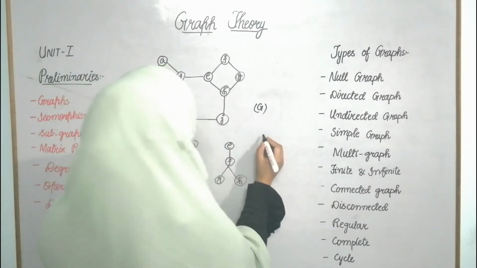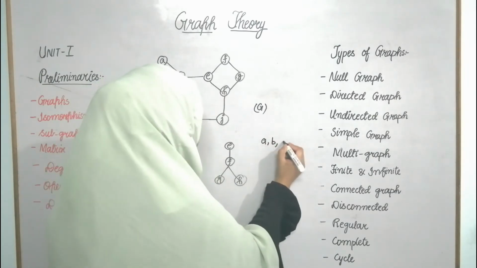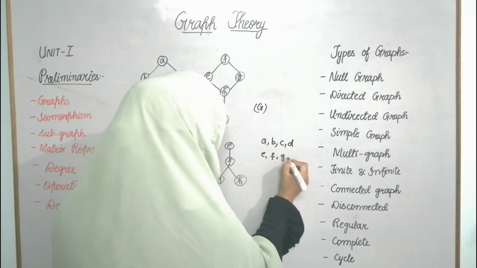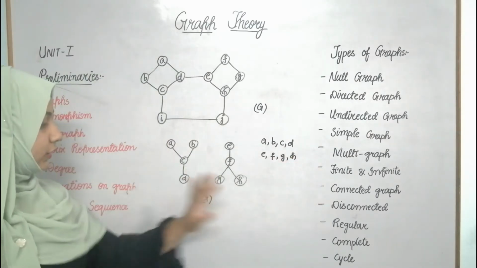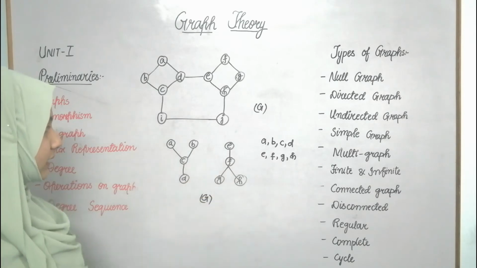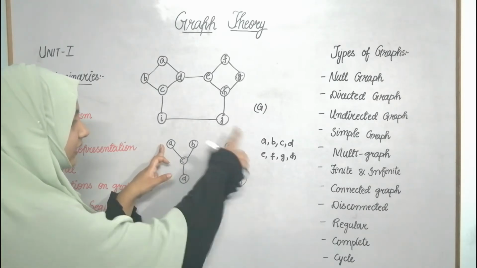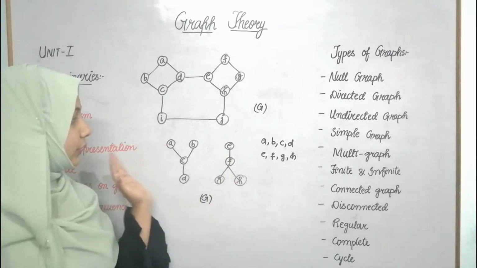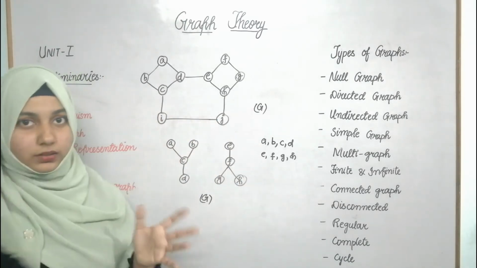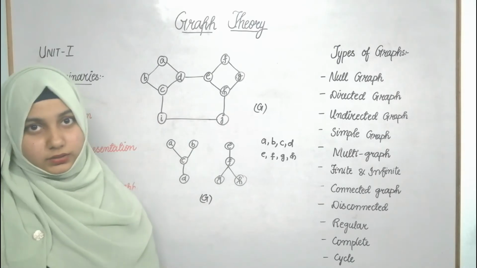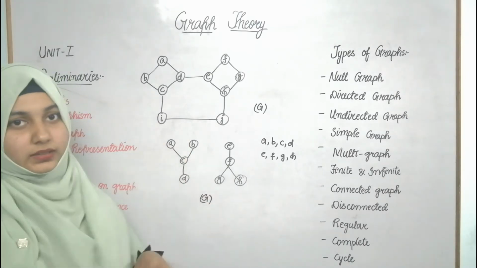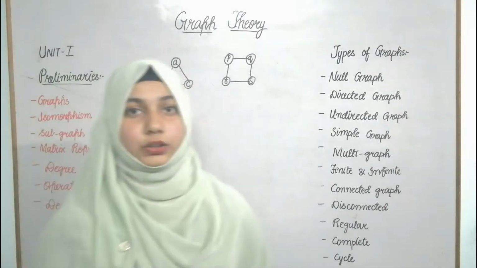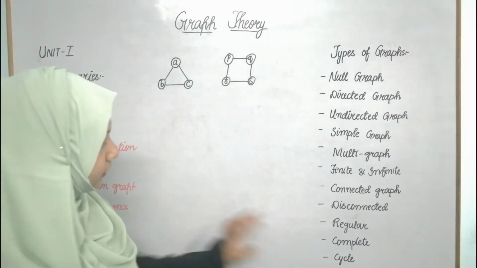One with vertices A, B, C and D, and the other with E, F, G and H. Two different components. And these are not connected. If I start from A, I'm not able to reach any point in the next component, E, F, G, H, any point. I'm not able to traverse to the end of the graph. So connected, disconnected. The one that is connected, the one that is disconnected. Next is regular graph.